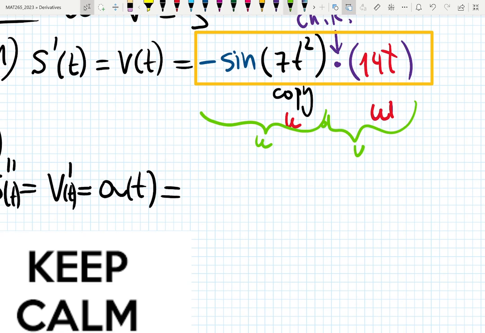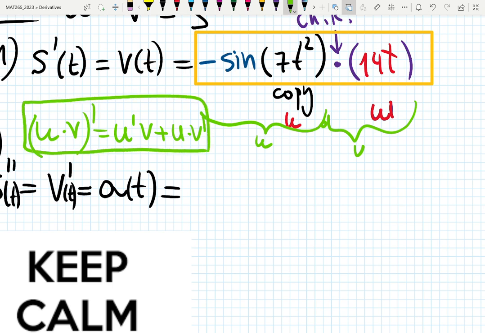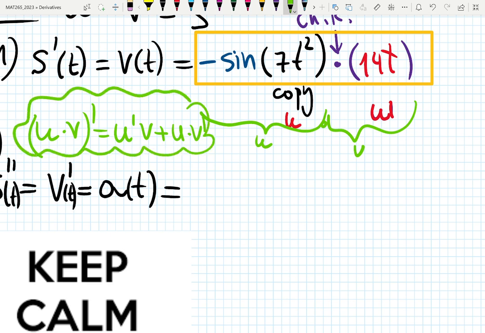U prime, do you need the formula or not? U times V prime is U prime V plus U V prime. I highly recommend to start with U in both product rule and quotient rule. Good. U prime means I need to differentiate minus sine. What is the derivative of minus sine? Minus cos. Negative cosine. But what should I do with 7t squared?